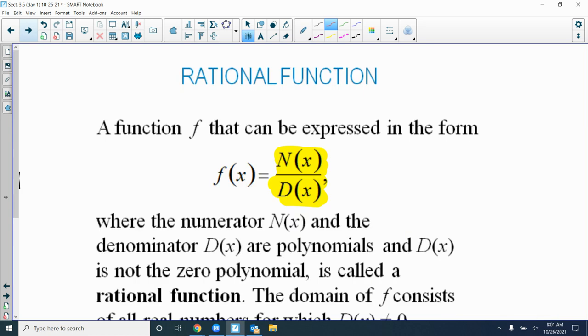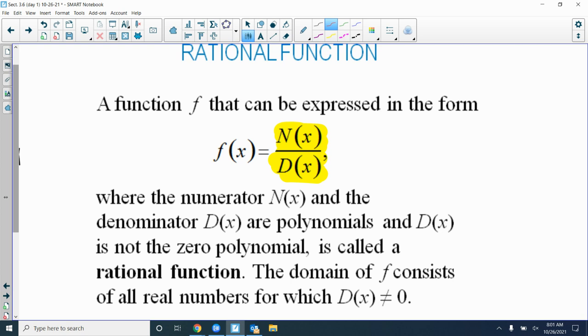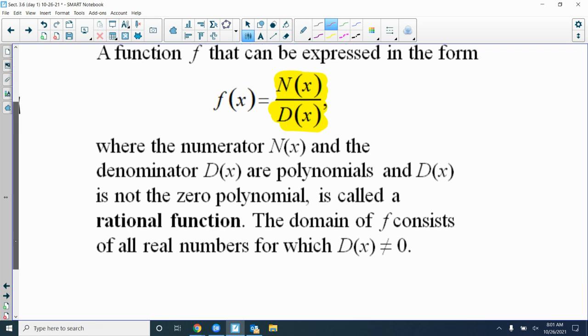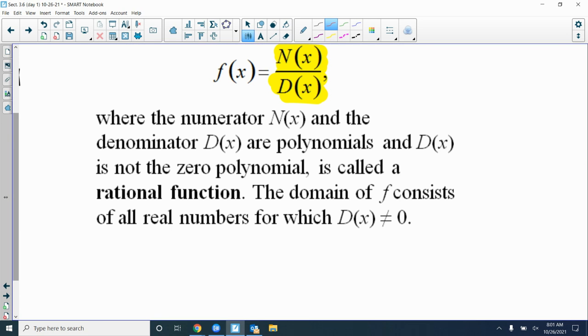All right, here's your definition, and this is what goes in that little space there, what's highlighted. A function f that can be expressed in the form n of x divided by d of x. N stands for numerator, d stands for denominator. Where the numerator n of x and the denominator d of x are polynomials. They have to have at least an x in them. And d of x is not the zero polynomial. It's called a rational function.